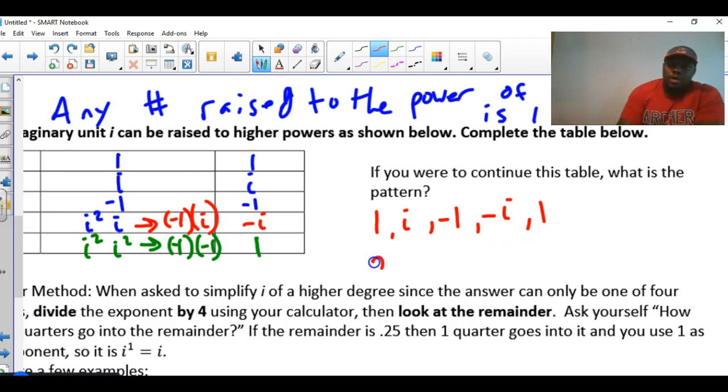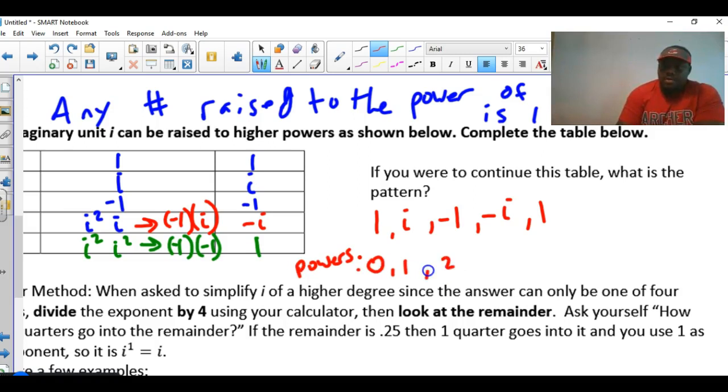All right, so again, 0 powers. Let me write that down. Power of 0, power of 1, power of 2, power of 3, power of 4. Now, the reason I wrote this process for you right here, if you learn these powers, you can solve any number, even if it was like i to the 1,337.